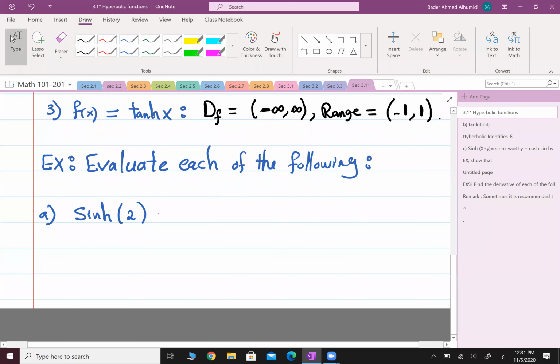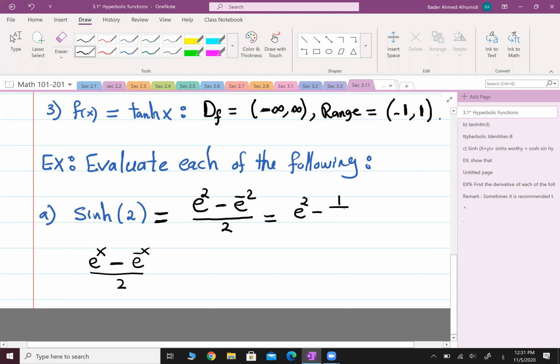The answer equals, remember the definition, the hyperbolic sine is e to the x minus, I will write it today because you are seeing it for the first time, e to the power minus x, divided by 2. So directly the answer will be e to the power 2 minus e to the power minus 2, divided by 2. Or you can rewrite this one as e squared minus 1 over e squared, divided by 2, and you can multiply by e squared, it will be e to the power 4 minus 1 over 2e squared. Clear? This is for the first question, hyperbolic sine of 2.